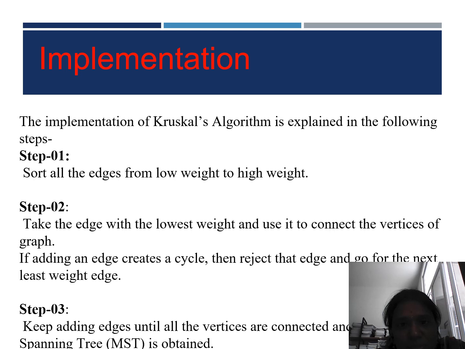So this is the implementation of the Kruskal algorithm. The first step is we have to sort all the edges from low weight to high weight. Then step 2, we take the edge with the lowest weight and use it to connect the vertices of the graph. While adding the edge, if it creates a cycle, then we have to reject that edge and go to the next least weight edge. The next step is to keep adding edges until all the vertices are connected and a minimum spanning tree is obtained. These are the only three basic steps in the Kruskal algorithm.